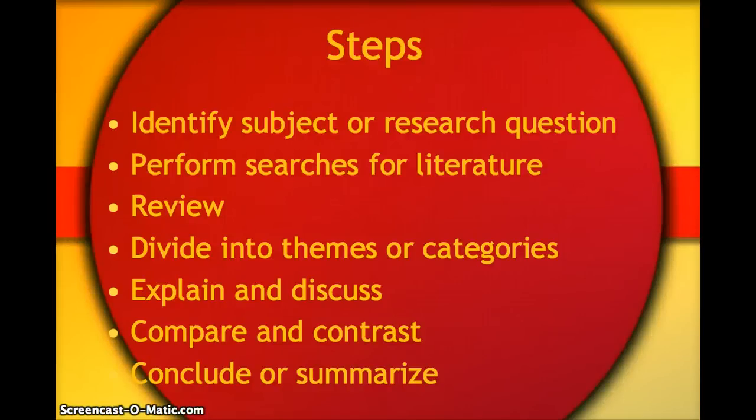When you're writing your literature review, you're first going to want to give people an overview of your topic, including your research question if it's relevant, and then you're going to start to explain and discuss the materials that you looked at in preparing your topic. Compare and contrast certain articles and certain viewpoints of different authors. And then finally, at the conclusion, you'll conclude or summarize the information that you found.